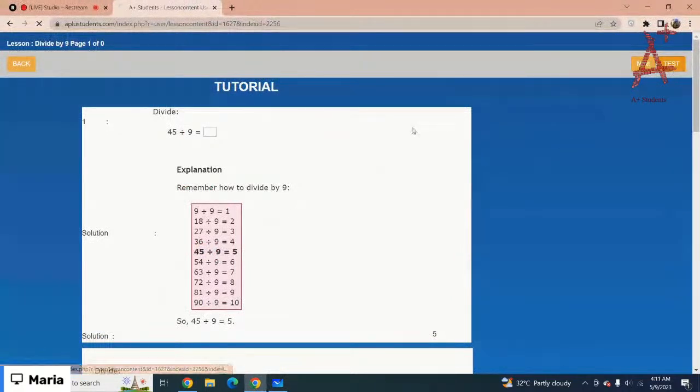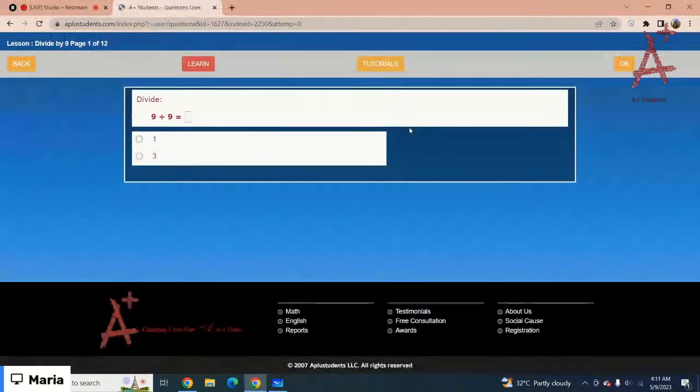Let's just start with the test questions. Okay, you have 9 divided by 9. 9 times what number makes 9? 9 times 1 is 9. So the correct option is 1.